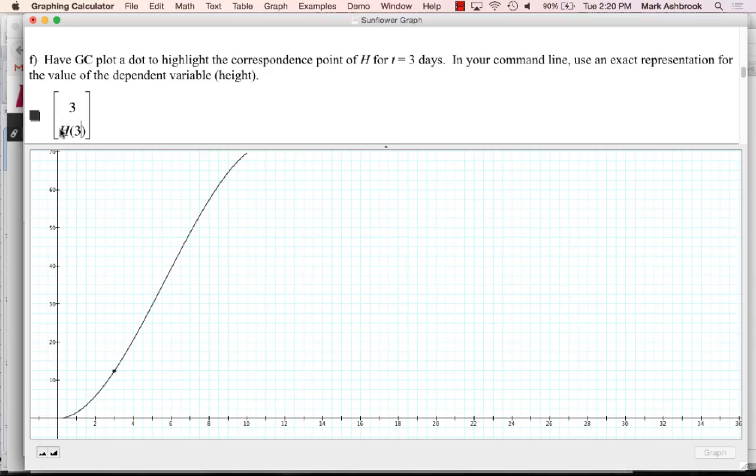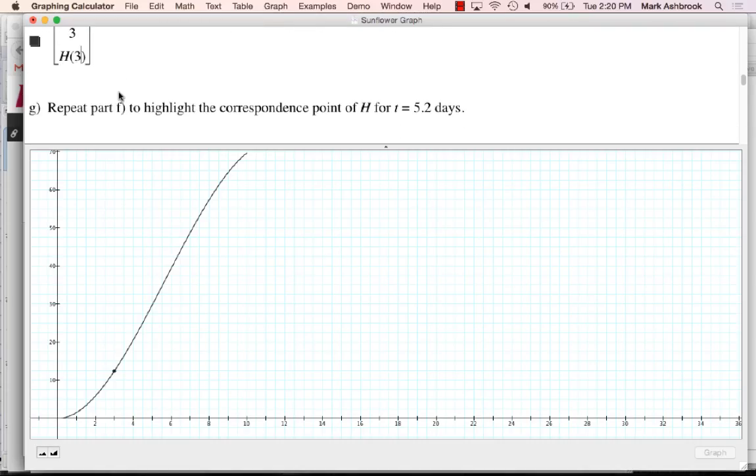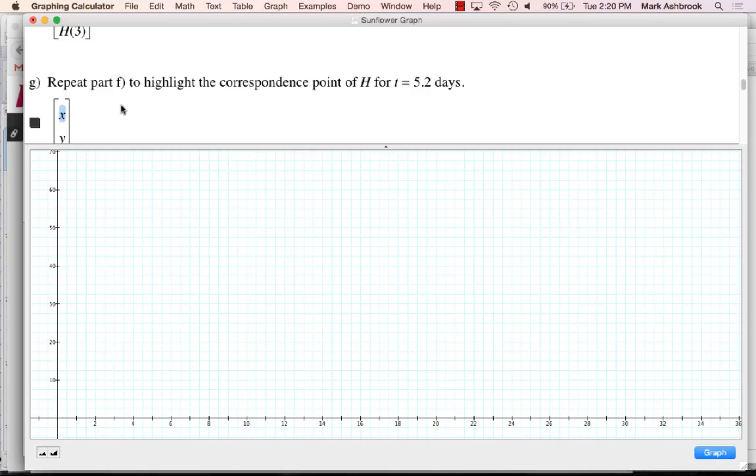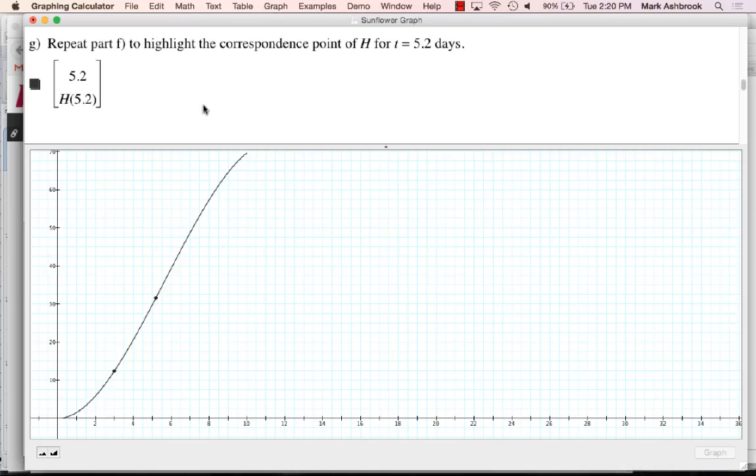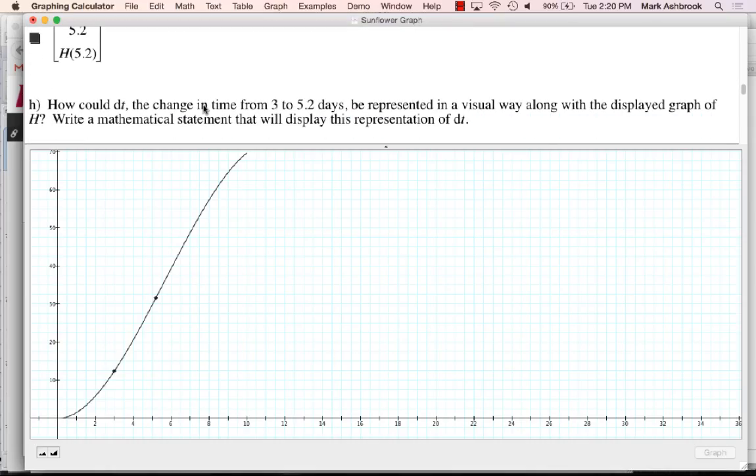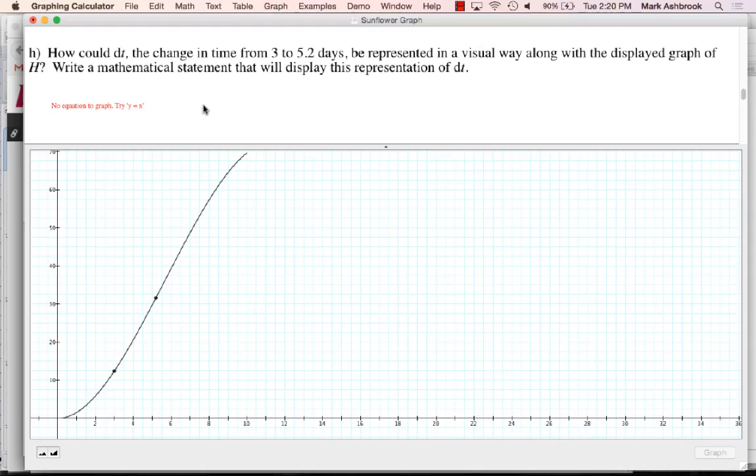Did I just add a point to the graph? No, I highlighted a point that was already there, right? That graph was already a bunch of points. I just highlighted a point that was already there. Okay, let's go on. Same thing for 5.2, and get the exact point. Everyone got the 2 points plotted?